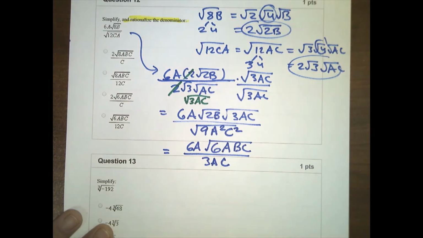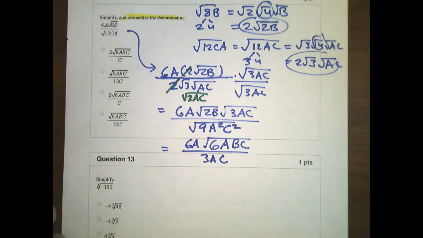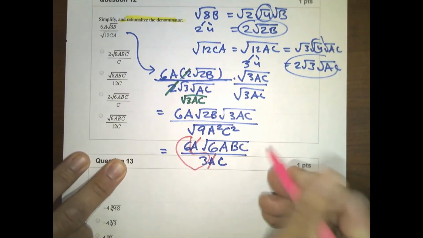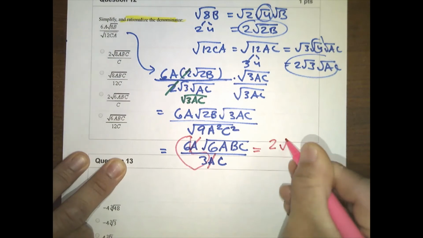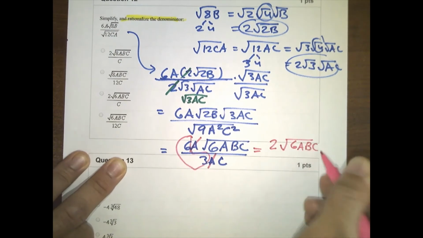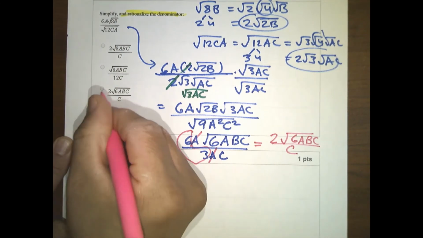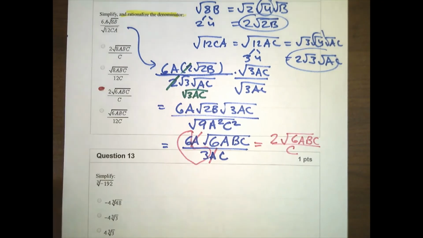So my answer is actually, where is it at? Well, I can see that the a's will divide out here, and then 6 over 3 is 2, so I have 2 square root of 6abc over c. So my choice here looks like it's choice C, the third choice down.